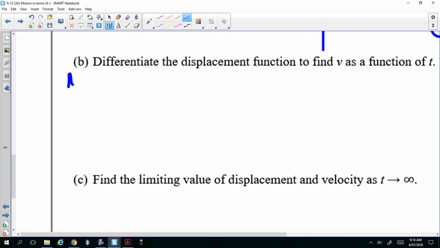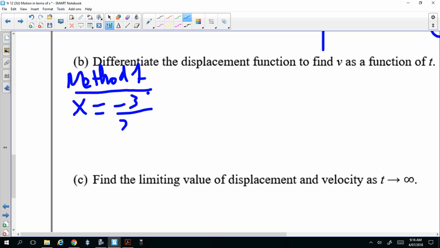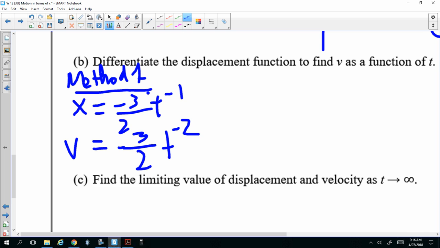You get x equals negative 3 t to the power negative 1. To find v, you just differentiate. So you get 3 over 2 t to the power negative 2, which becomes v equals 3 over 2t squared.